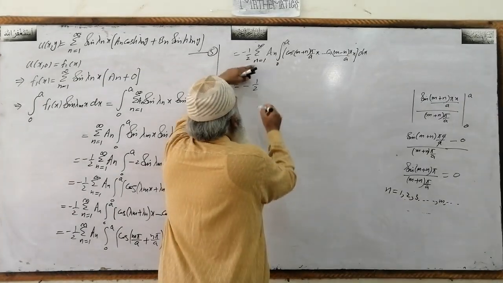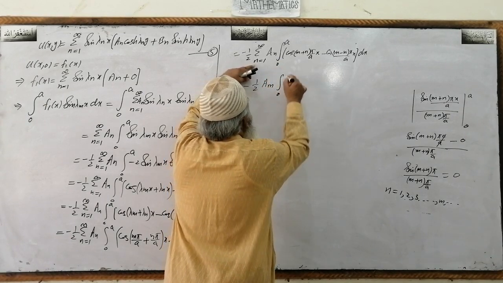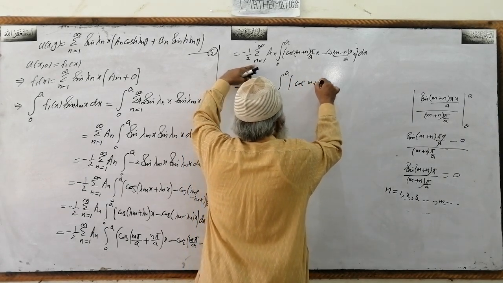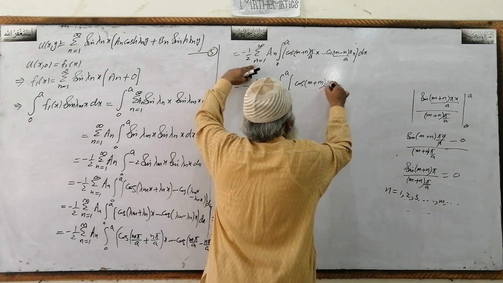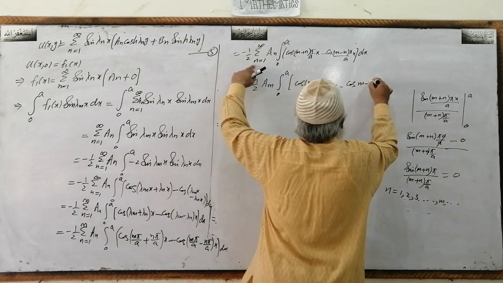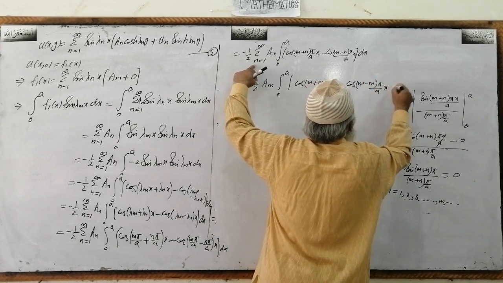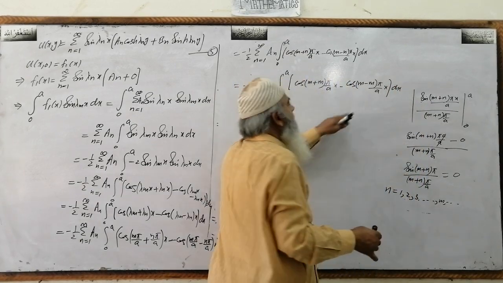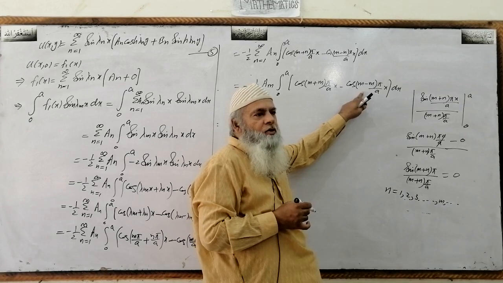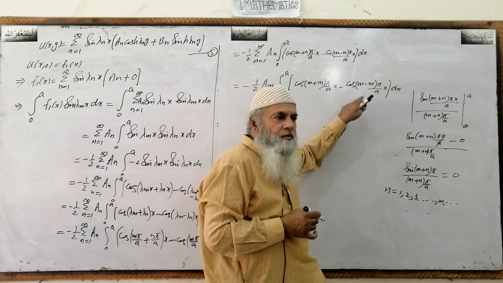eliminate the summation, and we will use here a m, integral 0 to a, cos (m plus m) pi over a x minus cos (m minus m) pi over a x dx. That's why when you have cos (m minus m), this will become cos 0, this will become 1, and the non-zero answer will come from this term only.